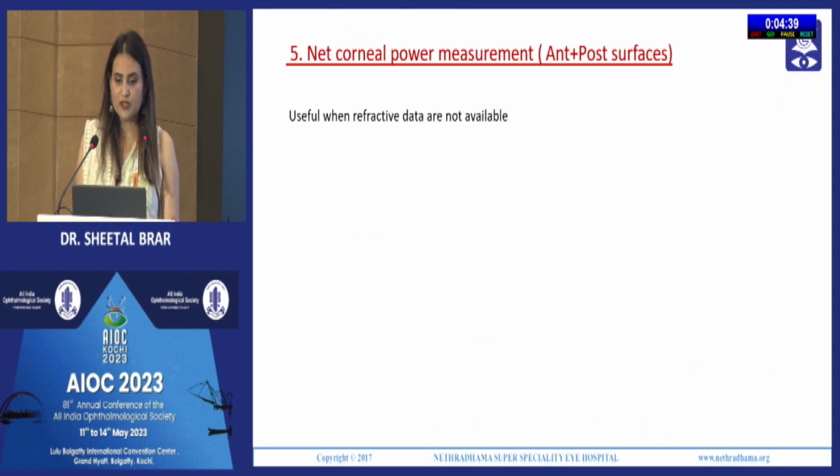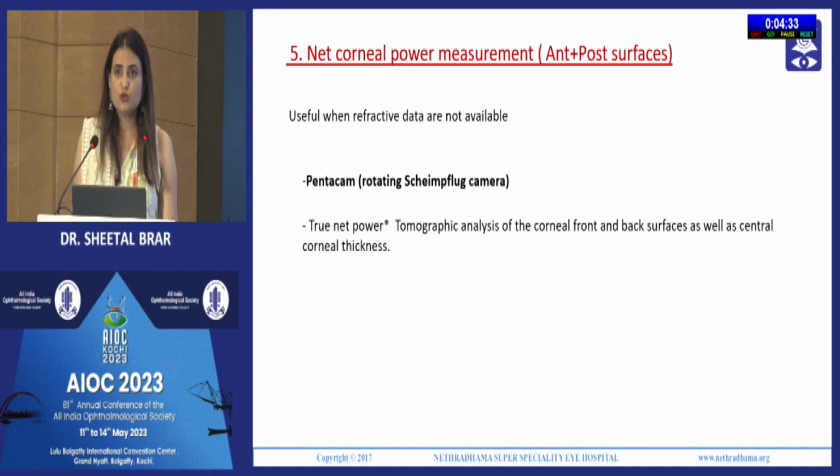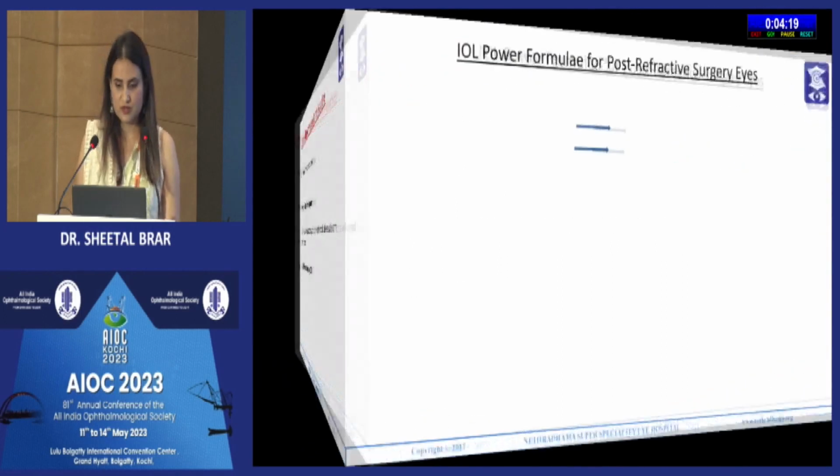Then you have the net corneal power measurement that takes into account both the anterior as well as the posterior corneal surfaces. This is useful when you do not have any refractive data available. So you can use the Pentacam or you can use the optical coherence tomography methods. The true net power in the Pentacam is the one which is most commonly used.